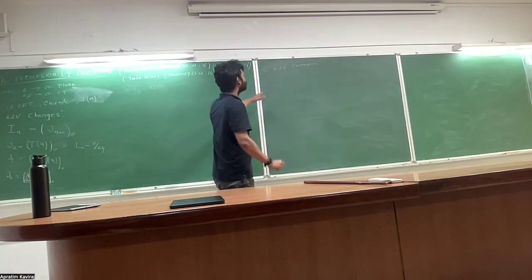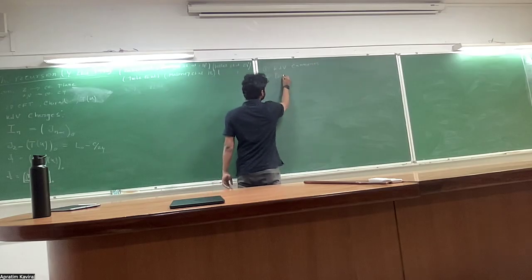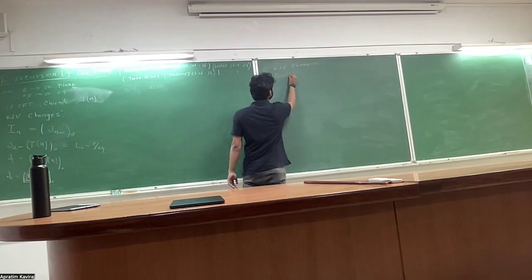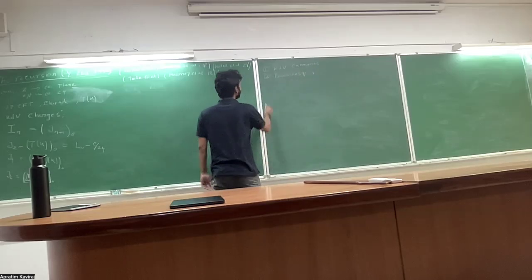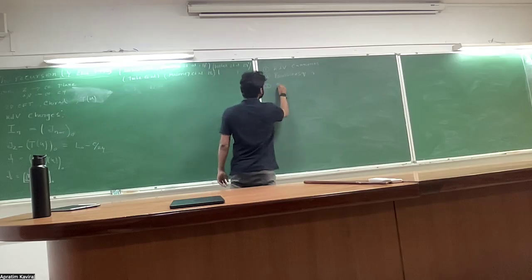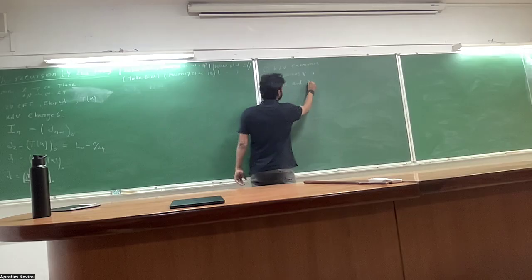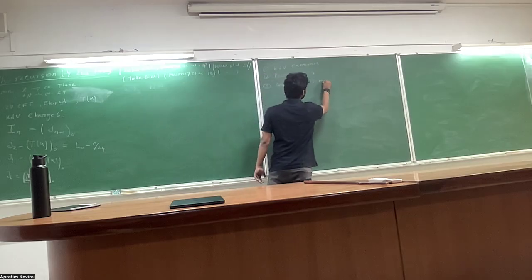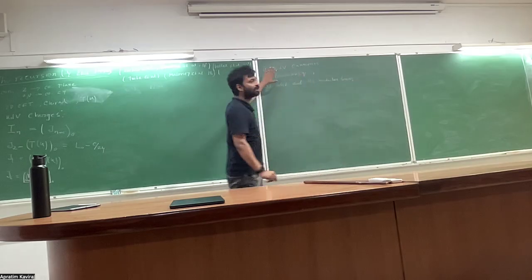Then I want to talk about how to construct something called Boussinesq currents. I'll talk about this. And then I want to talk about the GGE and its modular transformation. This is my plan for the talk.